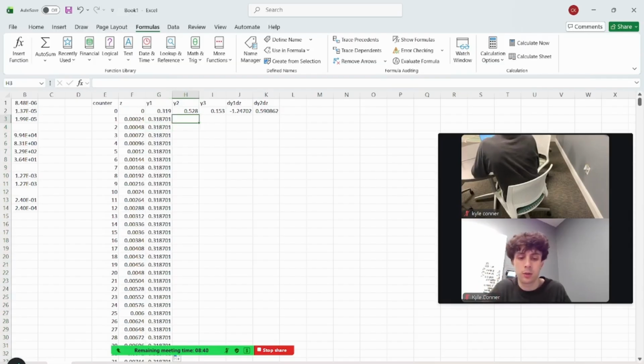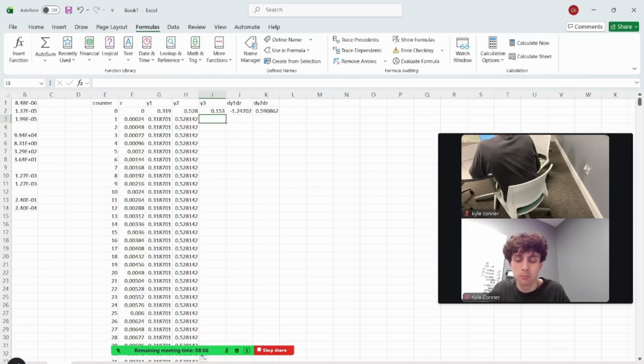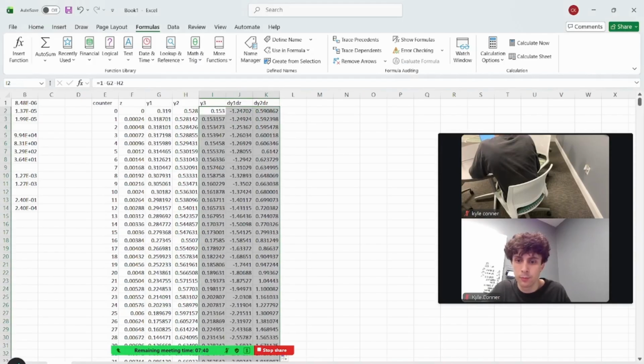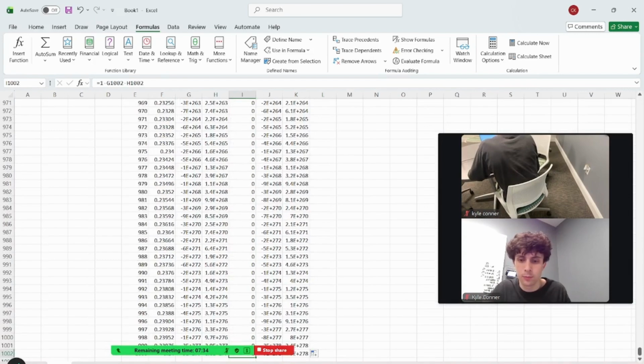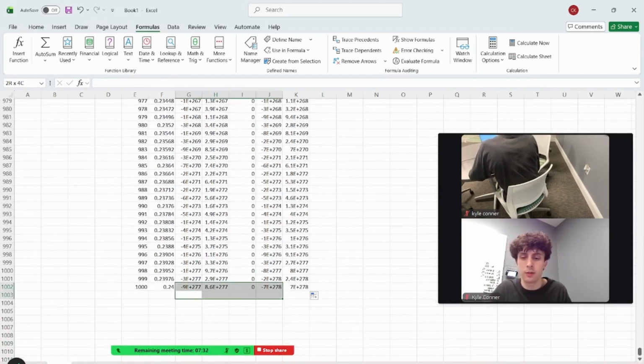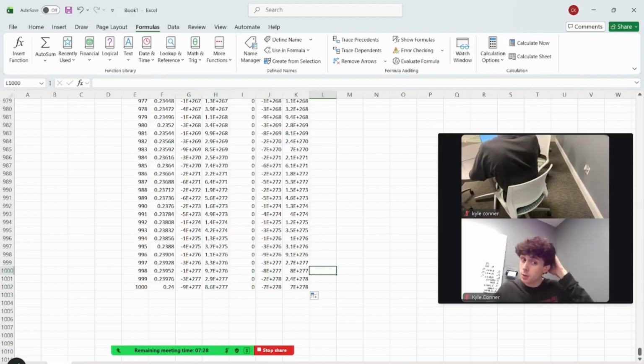And then for y2, it's very similar. We go y2 plus the second derivative times the step, and this can go all the way down. Again, I'll update here in a moment. Then for Y3, we'll just go all the way down. So if we go towards the bottom, these are very high numbers, obviously not correct because we want to get these towards 0. So we're going to use our solver here to try to help better clear this up.